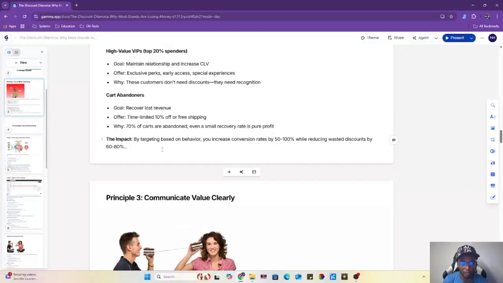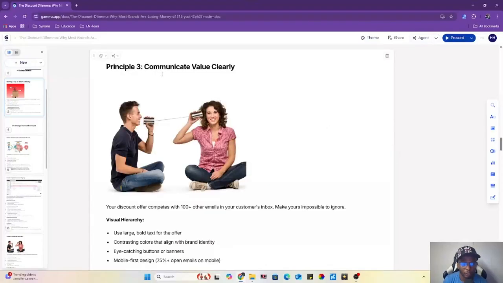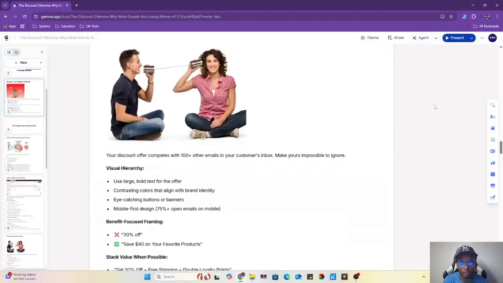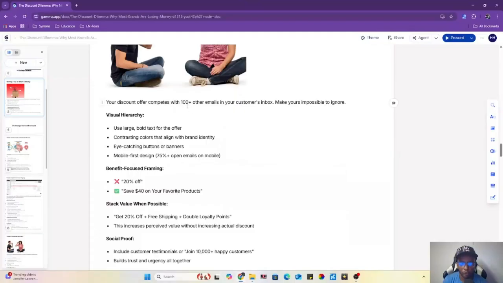The impact: by targeting based on behavior, you increase conversion rates by 50 to 100% while reducing wasted discounts by 60 to 80%. Principle 3, communicate value clearly. Your discount offer competes with 100 other emails in your customer's inbox. Make sure yours is impossible to ignore. Visual hierarchy. Use large bold text for the offer. Contrasting colors that align with brand identity. Mobile-first design. 75% of emails are opened on mobile. Always remember that.